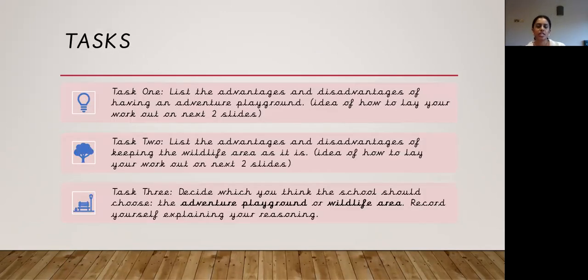Here are some of your tasks for today. Task 1 is list the advantages and disadvantages of having an adventure playground. An idea of how to lay your work out will be on the next two slides. Task 2, list the advantages and disadvantages of keeping the wildlife area as it is. And task 3 is decide which you think the school should choose, the adventure playground or wildlife area. Record yourself explaining your reasons. So you could carry out actually all of these activities as a video as well and show your work off.